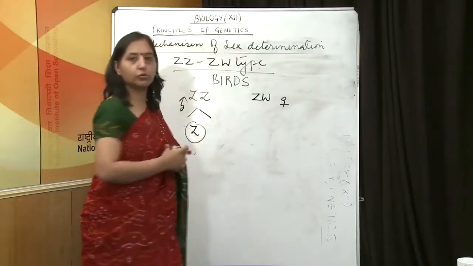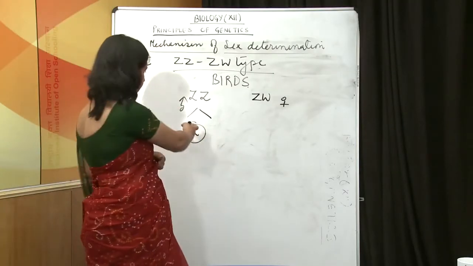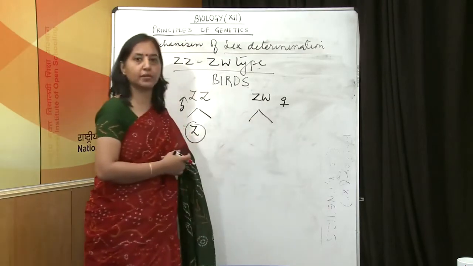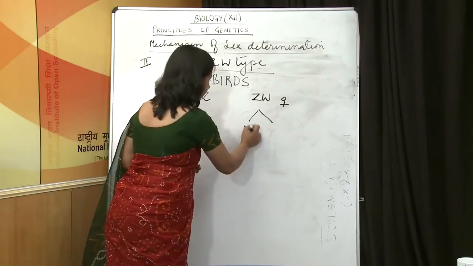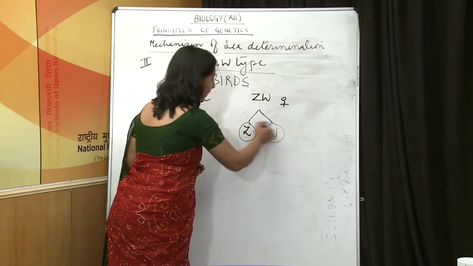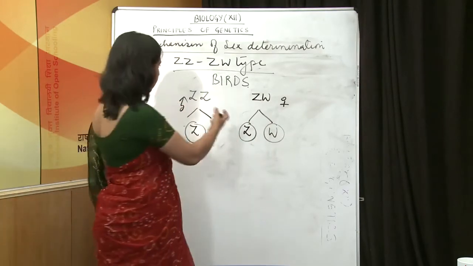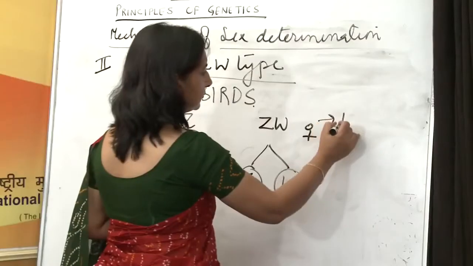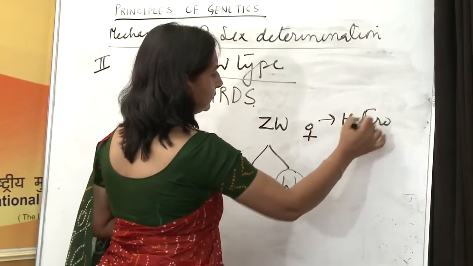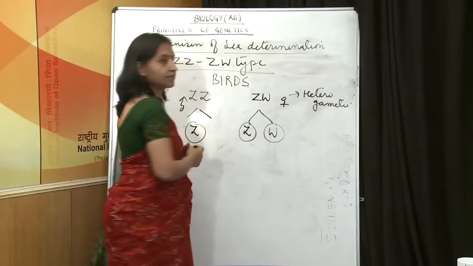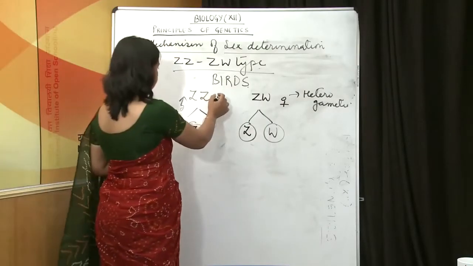So males produce only one type of gametes containing the Z chromosome, wherein females produce two types of eggs, either having the Z chromosome or having the W chromosome. So here females are heterogametic, whereas the males are homogametic.